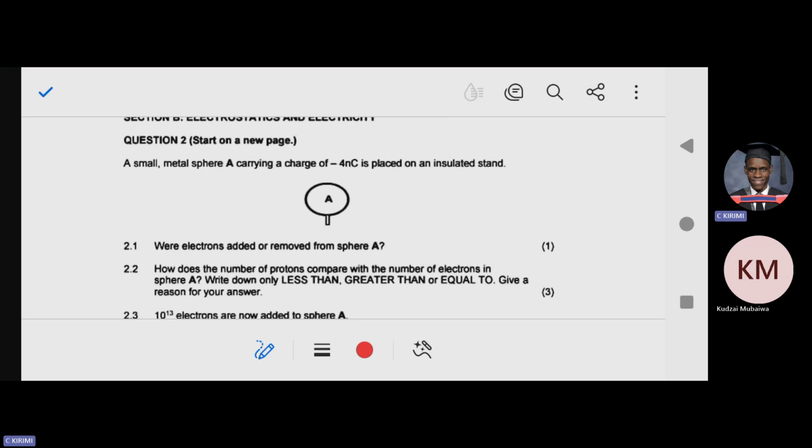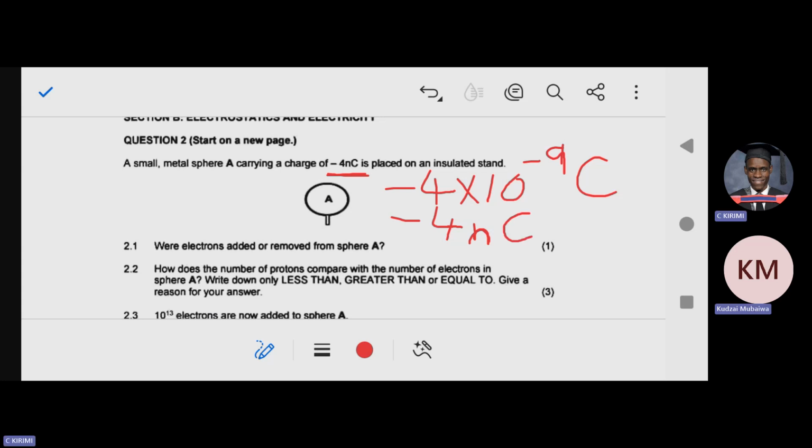So we are saying, were the electrons added or were they removed? You see negative, we said it means what? Did it gain or lose electrons? Gained. That is the one which I was telling you. Sometimes they don't write -4 times 10 to the power -9 coulombs. They can replace the times 10 to the power -9 by just saying -4 n, where that small n represents times 10 to the power -9. So sometimes you are given like this, or sometimes you are given like this.